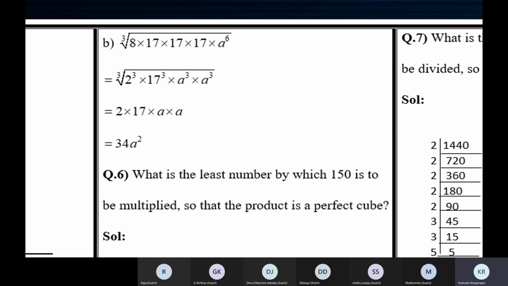You can see the next one on the screen. That's what you'll have to try. Question number 6.